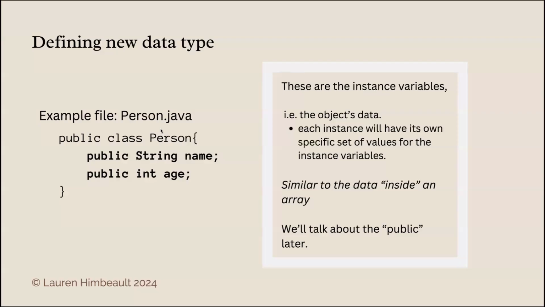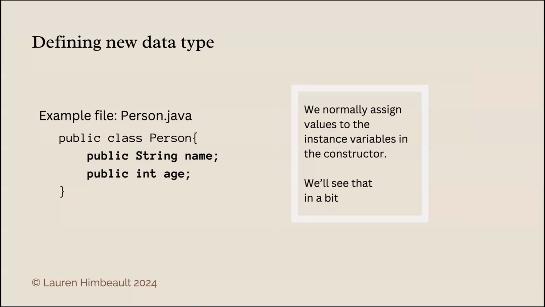We're saying that each instance of the person class, just like each instance of a Lego, has its own set of values, has its own set of buttons. It's very similar to the data inside of an array, just like how we have a single array, but each element has its own set of data. And we're going to, like I said, talk about that public later.